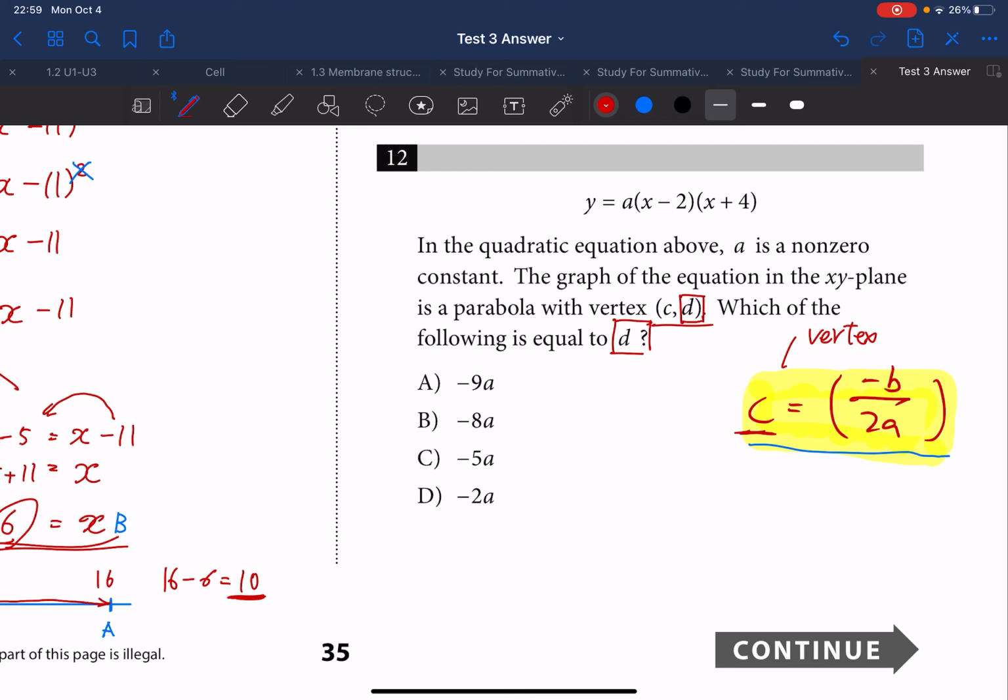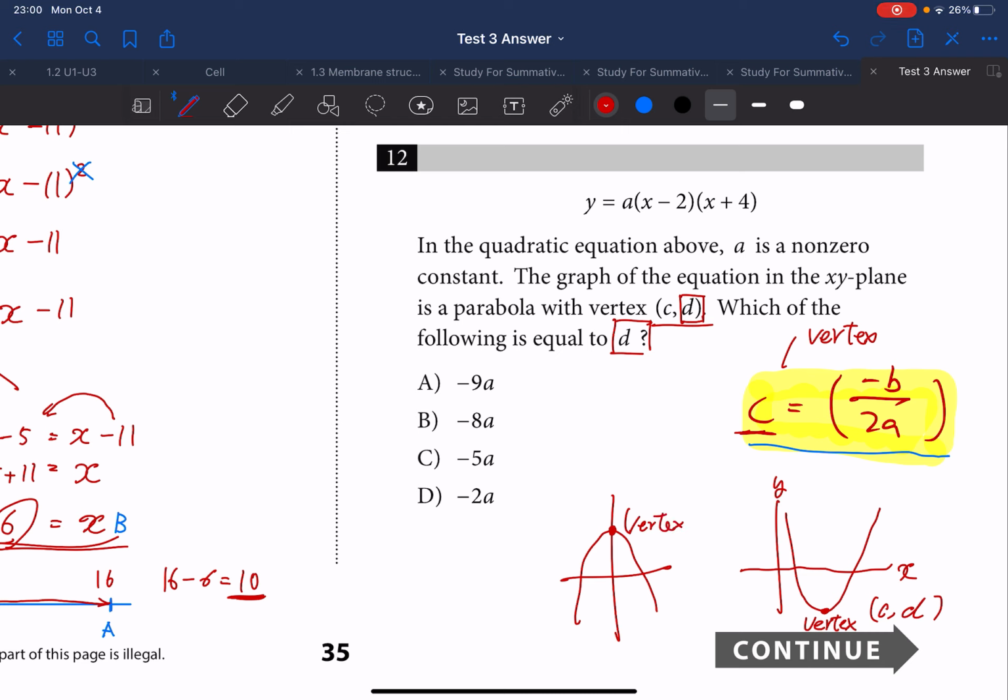So, first of all, what is the vertex? I'll show you in the graph. So if you have an xy graph right there, and for example, if you have a line like this, then the vertex is right here. This is the vertex, and in this case we have point (c, d), right?